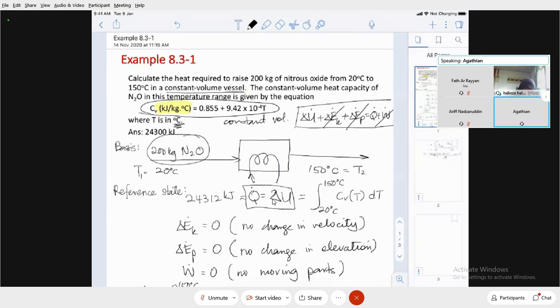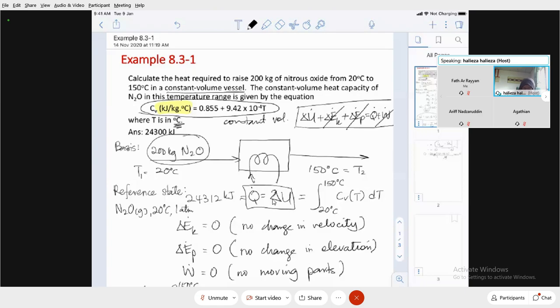20 degrees Celsius. That means nitric oxide gas, you write it down, 20 degrees C, assuming that is at 1 atm. Write it down. Okay? Your reference state is nitric oxide gas, 20 degrees C, 1 atm, because that's where you start your calculation from. You integrate it from that temperature.